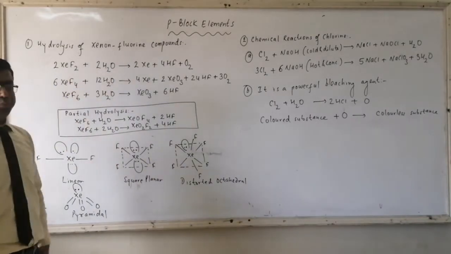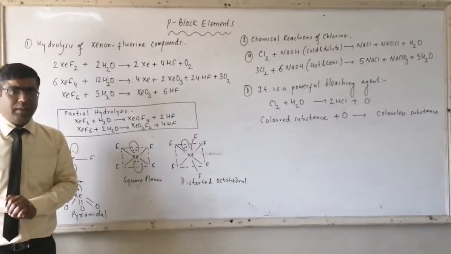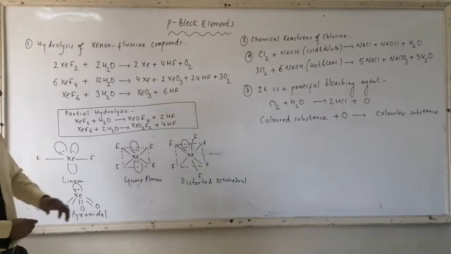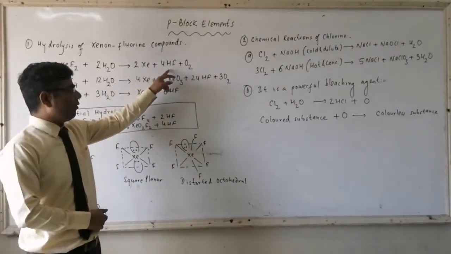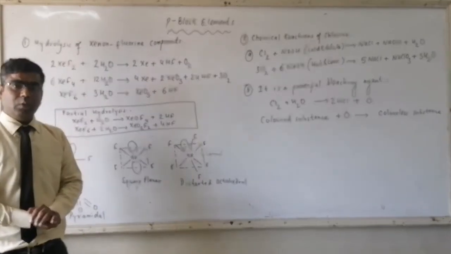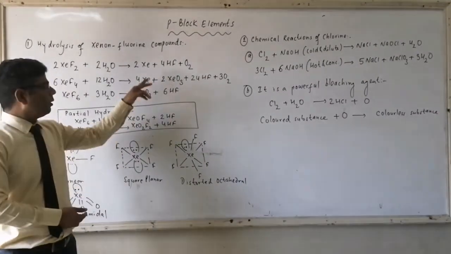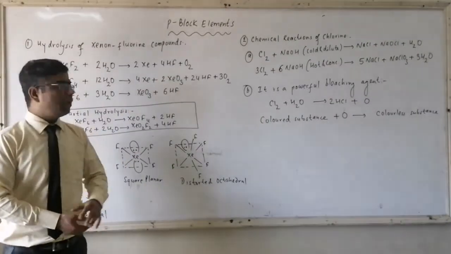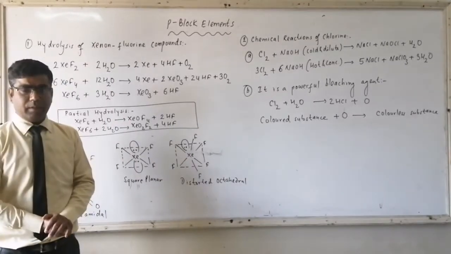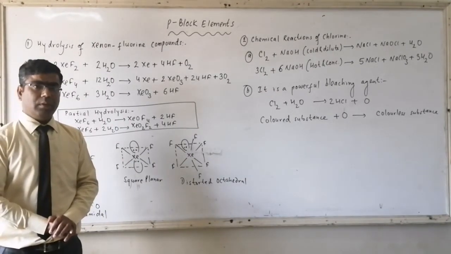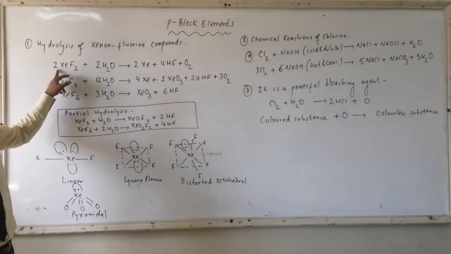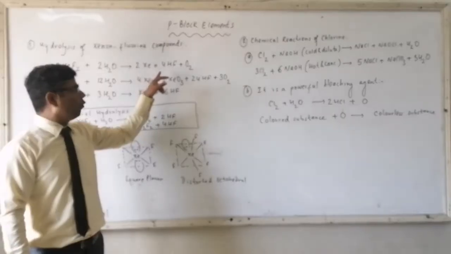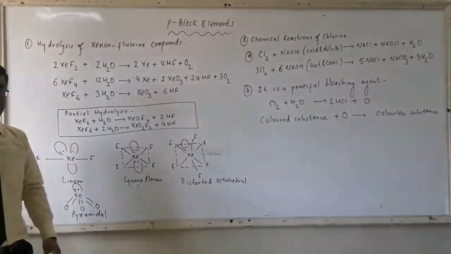XeF2 reacts with water, or undergoes hydrolysis, as a result of which we obtain three products. First one is your Xe, then you have HF, and we have O2. So there will be two gases formed, free noble gas, that is xenon, and free oxygen gas, that is O2, with HF, hydrogen fluoride. So stoichiometry, 2 moles of XeF2 reacts with 2 moles of H2O, as a result of which we obtain 2 moles of Xe, 4 moles of HF, and 1 mole of O2.